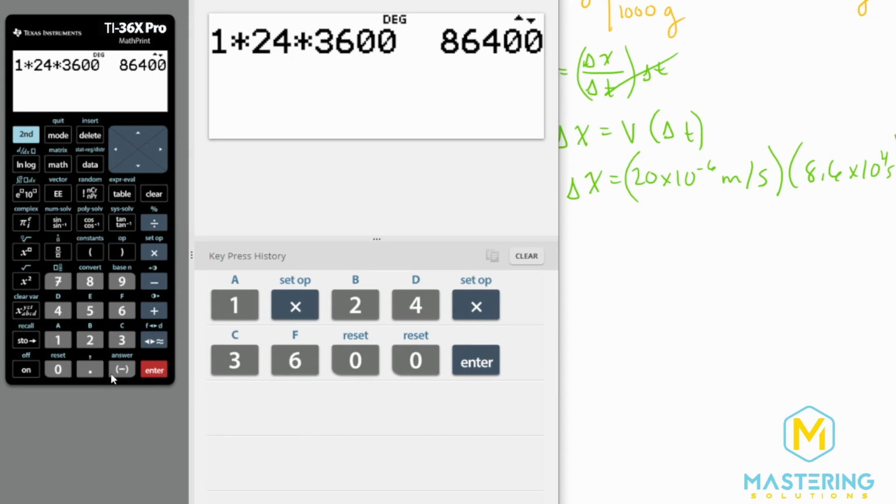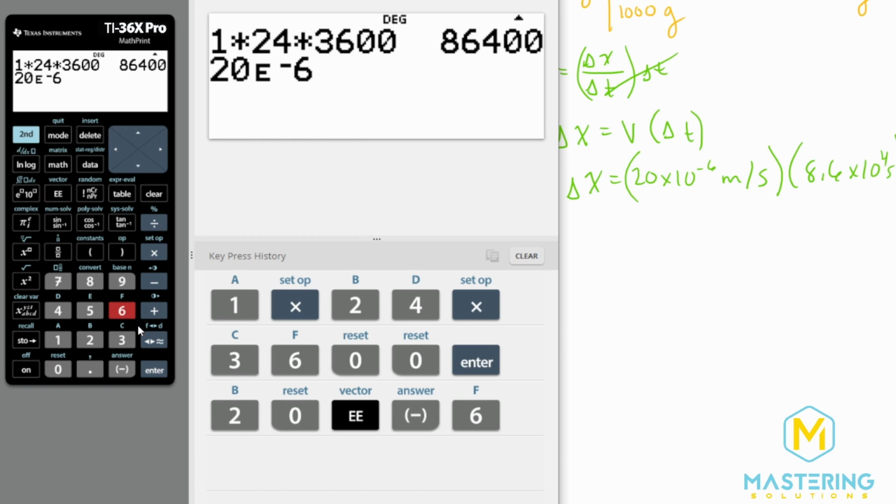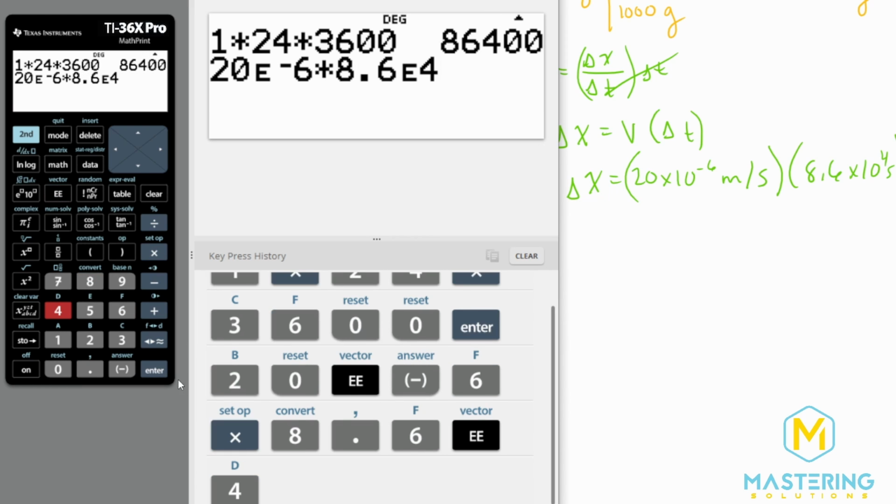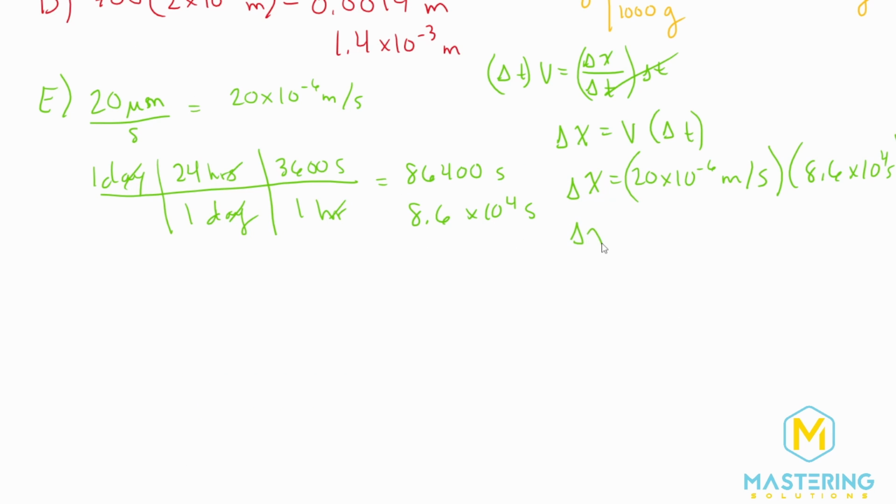And now when we plug that in, we get 20 times 10 to the negative 6. And then we'll multiply that by 8.6 times 10 to the 4. And so we have a final distance of how far it went in a day is 1.72. So we can round that. So delta x is equal to 1.7 meters for how far the E. coli can go in one day if it were to go in a straight line.